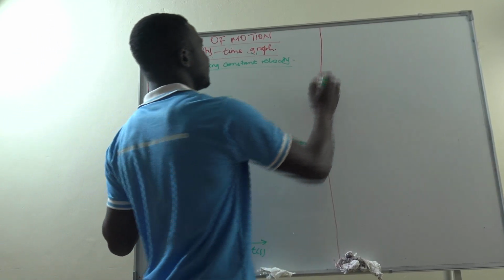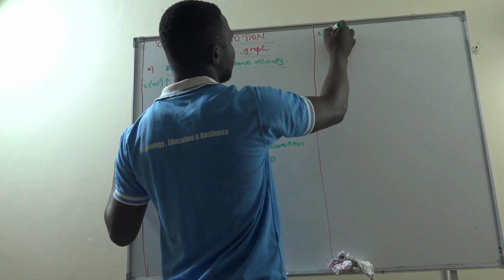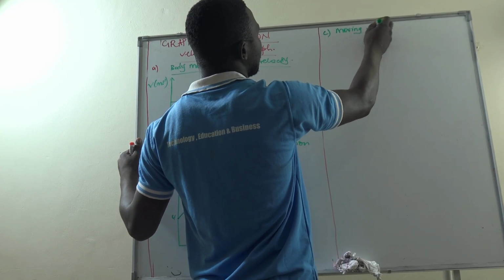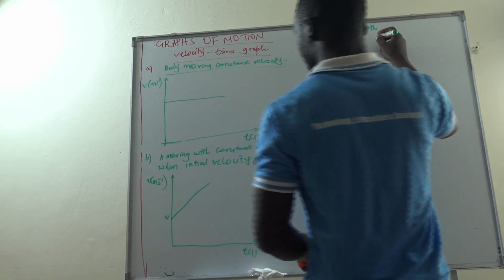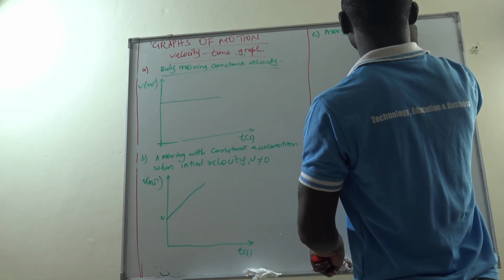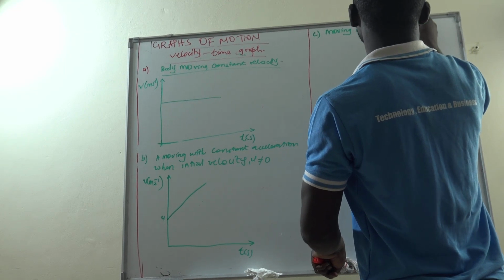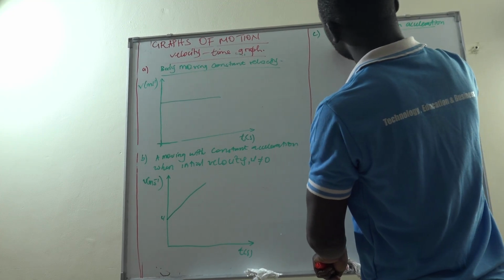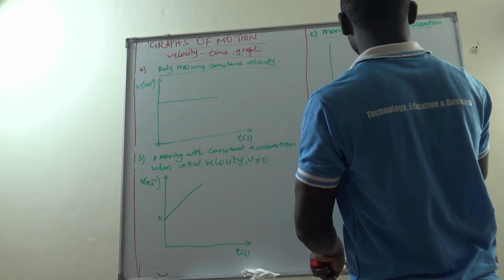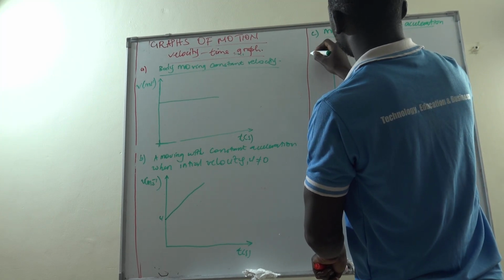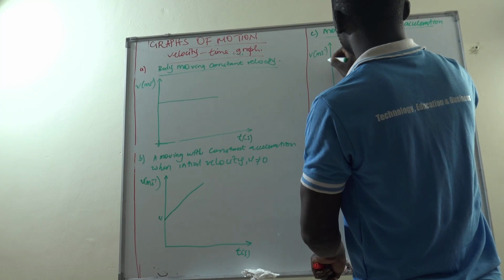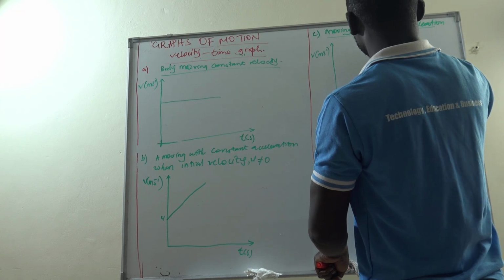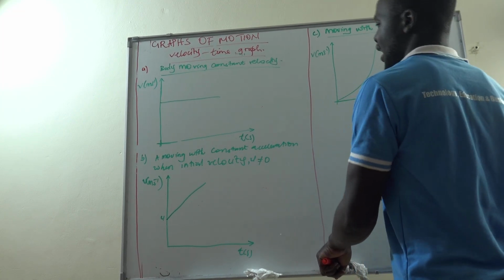Now let's look at scenario C, where we have the body moving with uniform acceleration. Now, if a body is moving with a uniform acceleration and is a plot of velocity against time, then our graph is like that.